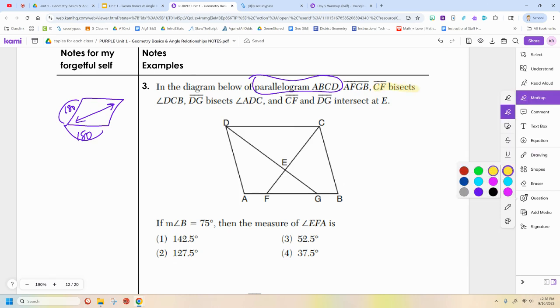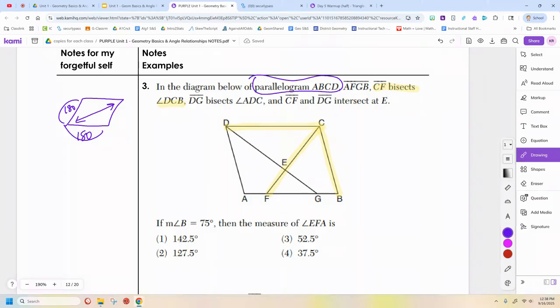CF bisects angle DCB. This is when I recommend your highlighter. CF bisects DCB. What angle is the angle that's being messed with? What letter's most important in all of that? The C. So at the C, I make a big arc, and this guy is equal to that guy. Does that make sense? Yeah.